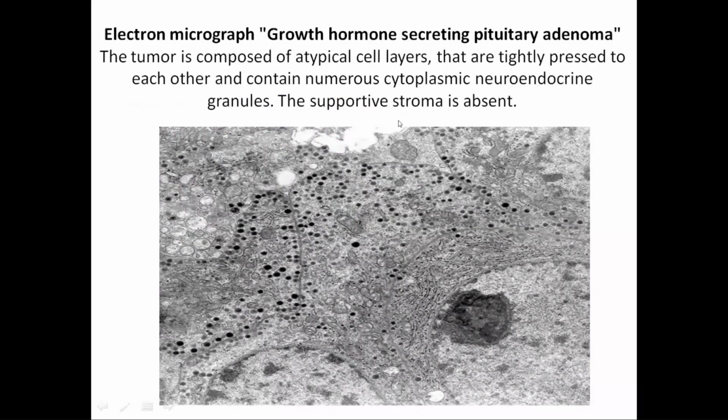Electron micrograph, growth hormone secreting pituitary adenoma. The tumor is composed of atypical cell layers that are tightly pressed to each other and contain numerous cytoplasmic neuroendocrine granules. This is neuroendocrine granules. The supportive stroma is absent. We can't see stroma.